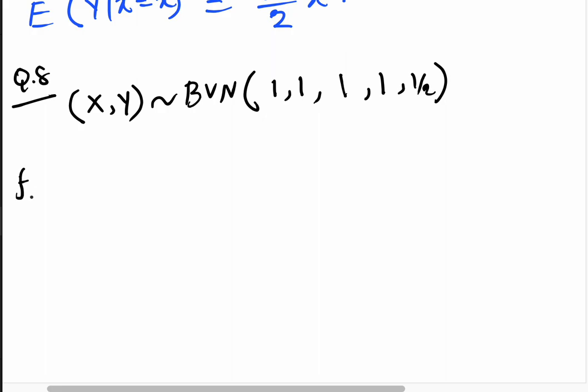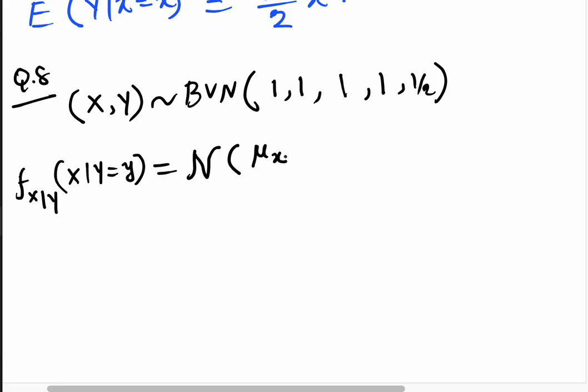The distribution of X given Y equal to y is a simple univariate normal distribution with mean mu x plus rho sigma 1 by sigma 2 into (y minus mu y), and its variance is sigma 1 square into (1 minus rho square).